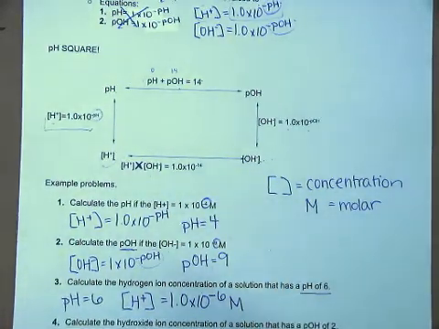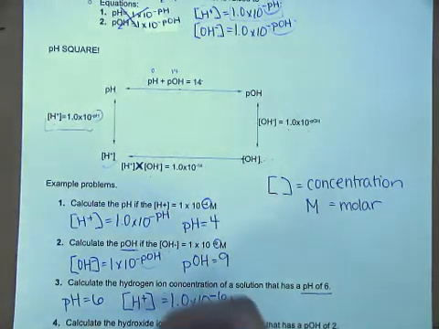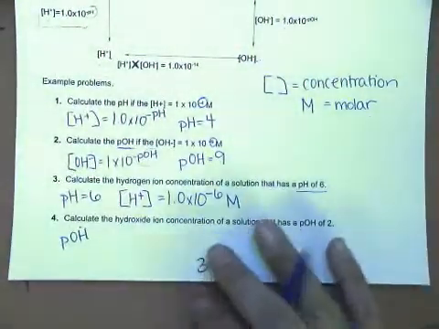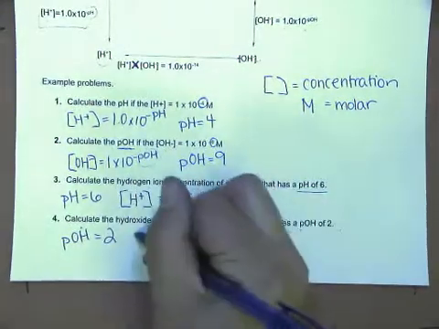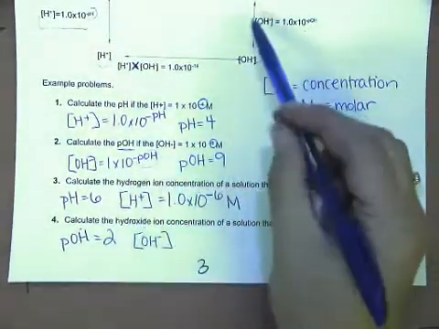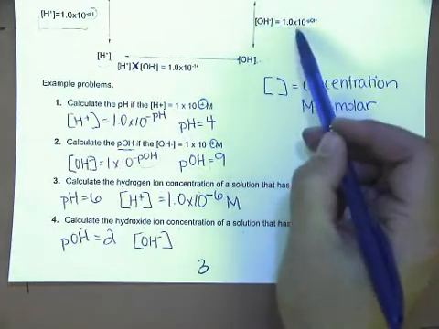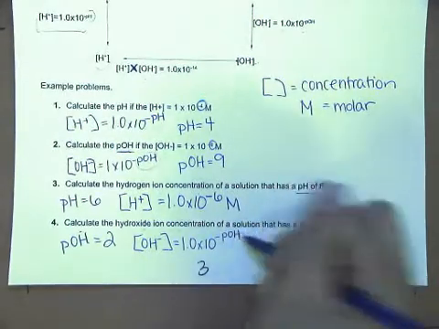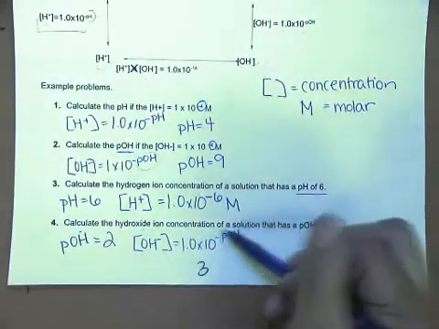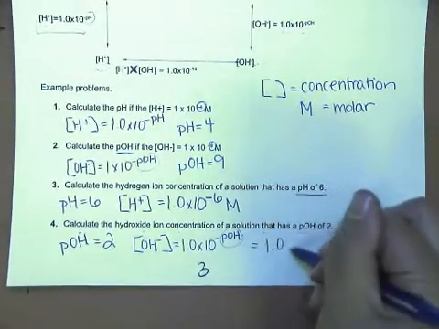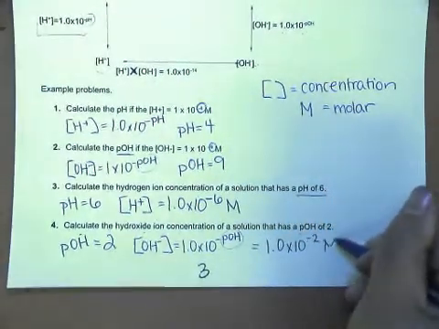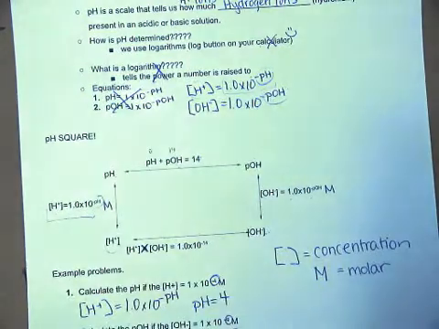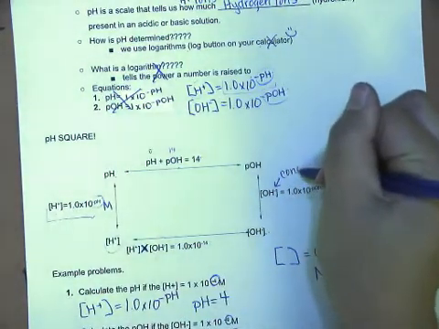If I calculate the hydroxide ion concentration of a solution that has a pOH of 2, I know my pOH is equal to 2. Hydroxide ion concentration is 1.0 times 10 to the negative pOH. So hydroxide ion concentration is 1.0 times 10 to the negative 2, and my units are molar. So up here we want to add that my units are capital M for my concentrations, and that these brackets mean concentration.